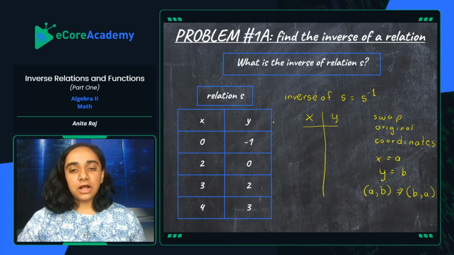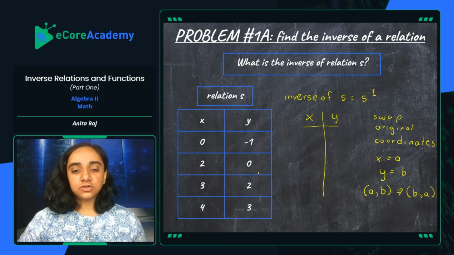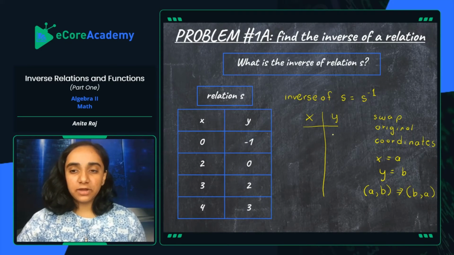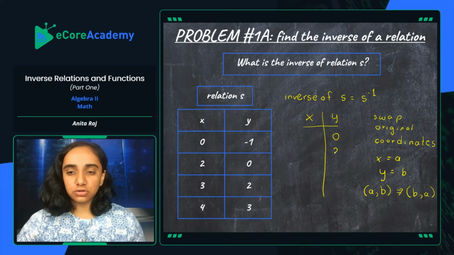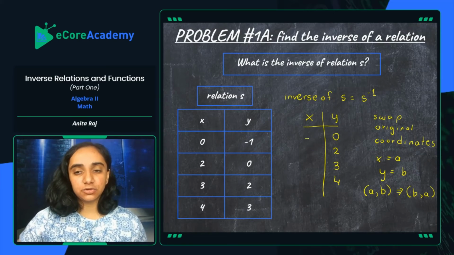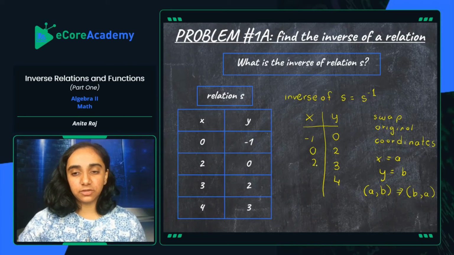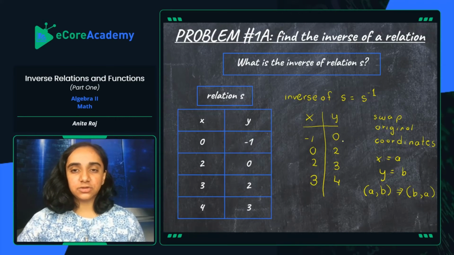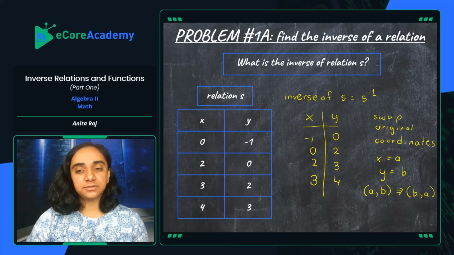So how are we going to do that? Well, let's take all of our x coordinates, 0, 2, 3, and 4, and we're going to write them under y this time. So we're going to write 0, 2, 3, 4 under y. As for our original y coordinates or our range, we're going to write them under x for our inverse. So -1, 0, 2, and 3, and this is our answer. So this is the inverse of S, which is S inverse.